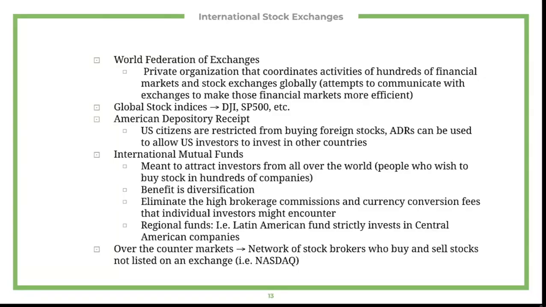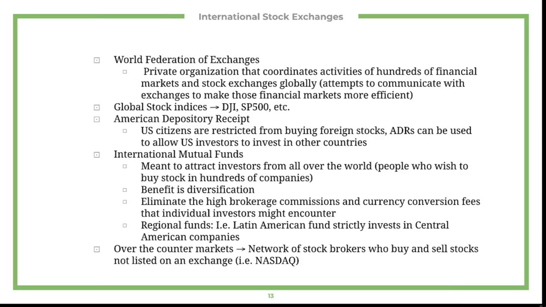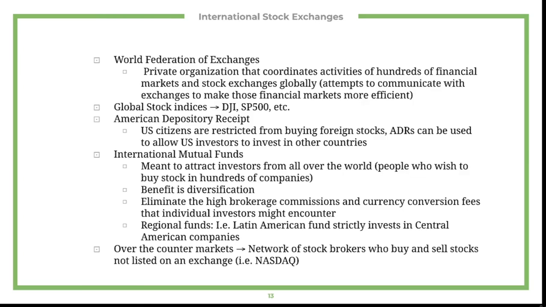So let's talk about international stock exchanges. The first one is the World Federation of Exchanges, and the World Federation of Exchanges is a private organization that basically coordinates the activities of hundreds of different financial markets and global stock exchanges. Their goal is to communicate with these exchanges to make those financial markets more efficient. And the next is global stock indices. This is like the Dow Jones Industrial, the S&P 500, NASDAQ, etc.